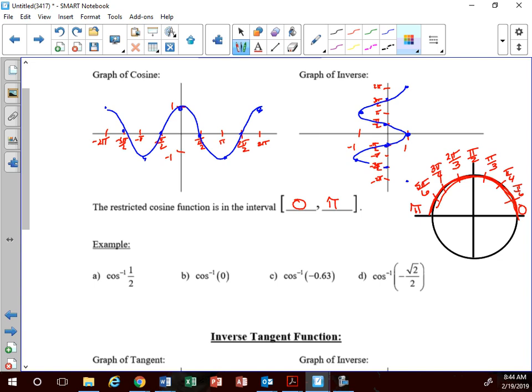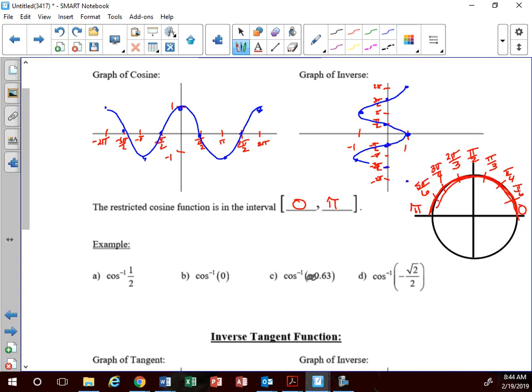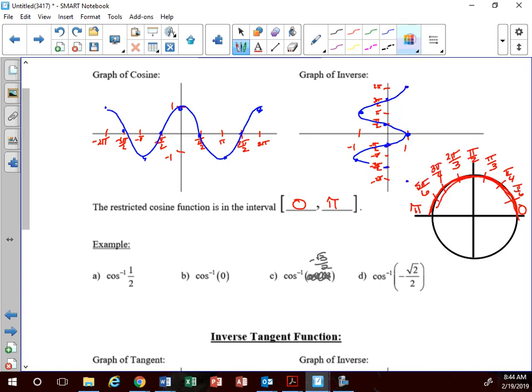So let's do a couple of these. I'm going to change letter C just so you know. Let's make you negative root 3 over 2. All right, so part A here, inverse cosine 1/2. Again, top half of the circle, that's your only choice. We completely ignore these two quadrants. No answers from there. So where does cosine equal positive 1/2?